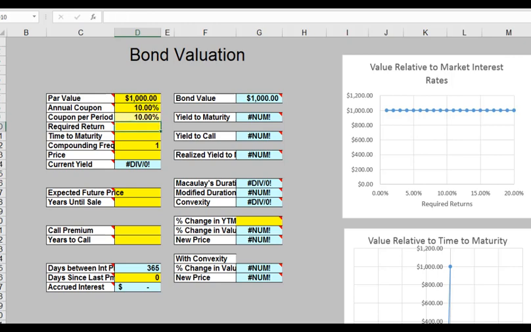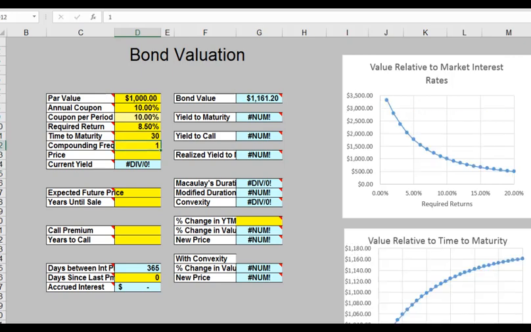Now let's assume that the required return on this debt, which by the way is related to the riskiness of the debt, it's related to interest rates. So let's assume that the investor for this bond, given its risk level, would be perfectly happy with 8.5%. So what do we know about this bond? Additionally, we know that it has 30 years to maturity.